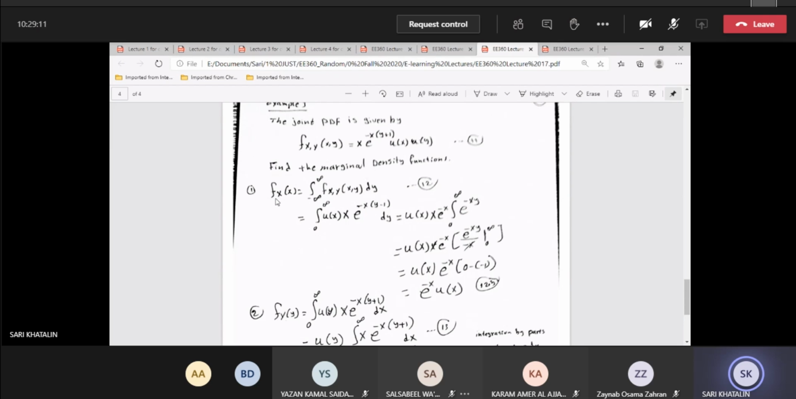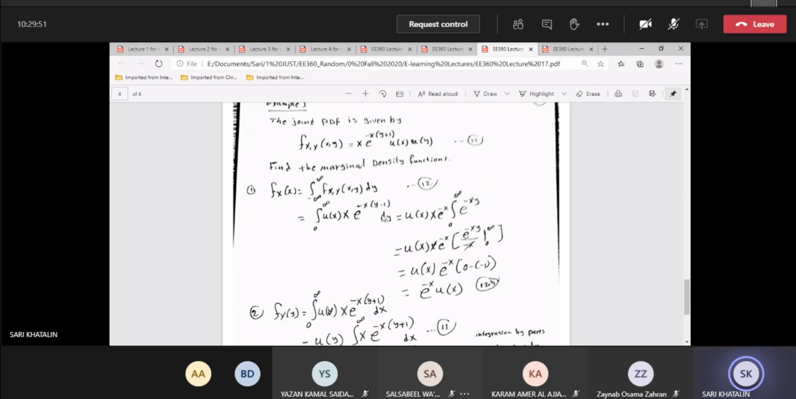So let's begin with x. If we go back to the first page of this part of the lecture, to find the marginal PDF for x, you integrate with respect to y. Since we have a unit step, you plug in this expression, the joint PDF here, but since we have the unit step of y, it's going to be from 0 to infinity. There's no need to integrate from minus infinity to 0 because it's going to be 0 according to this.